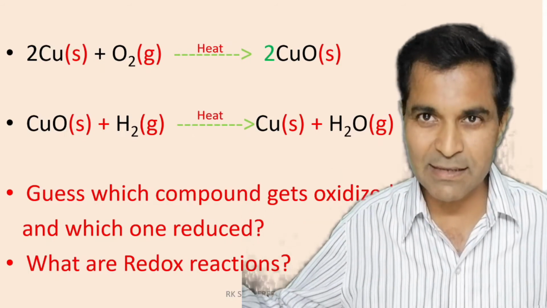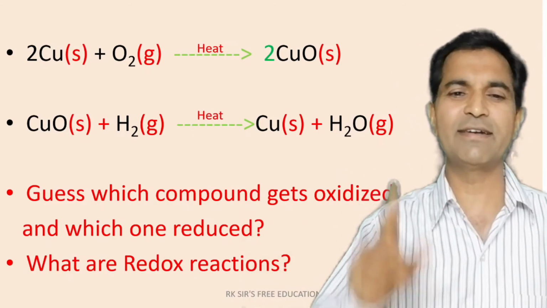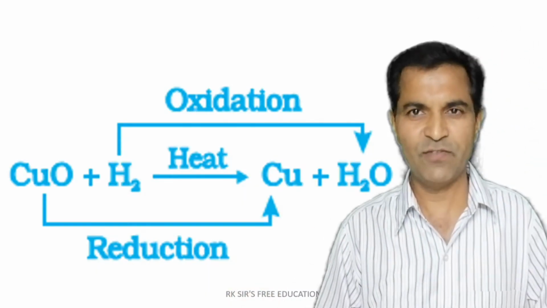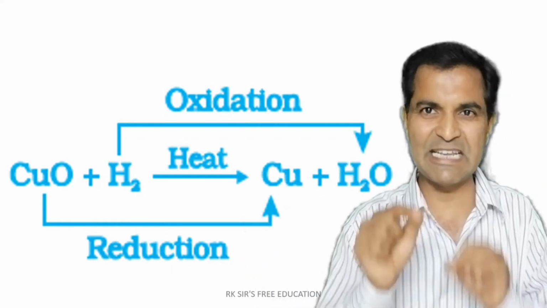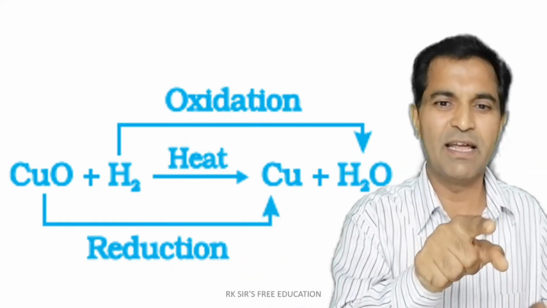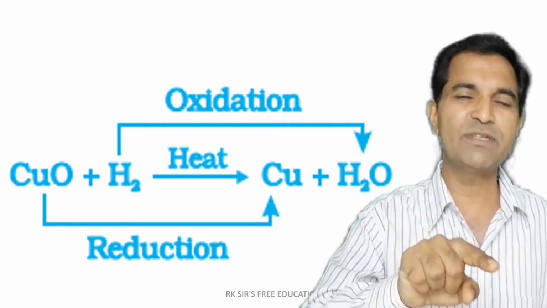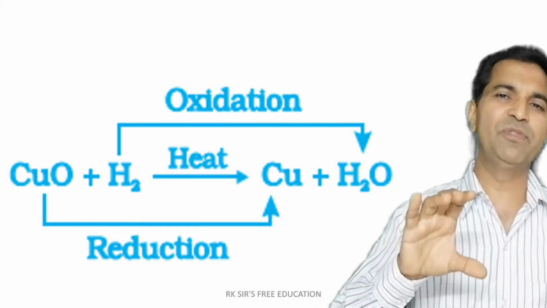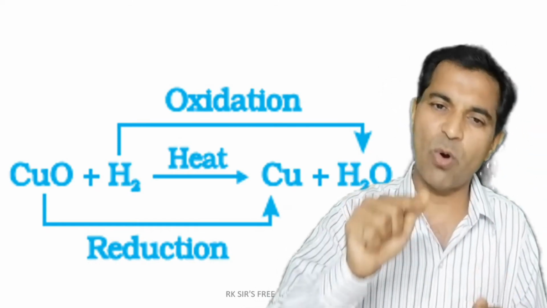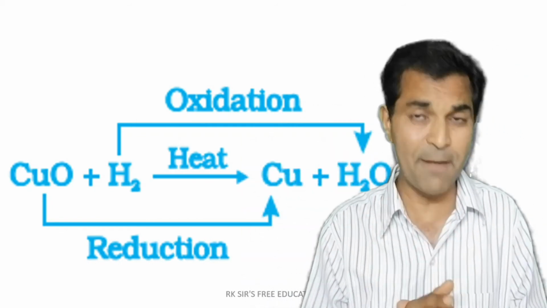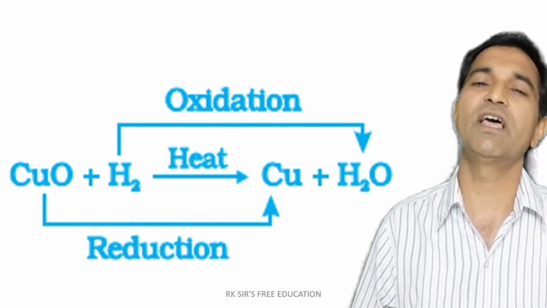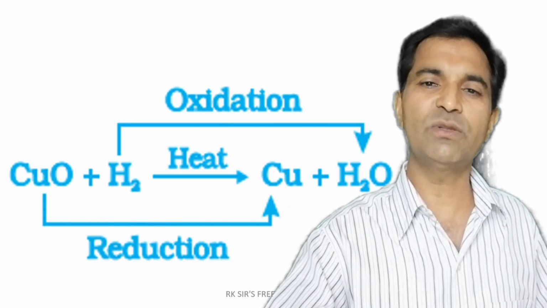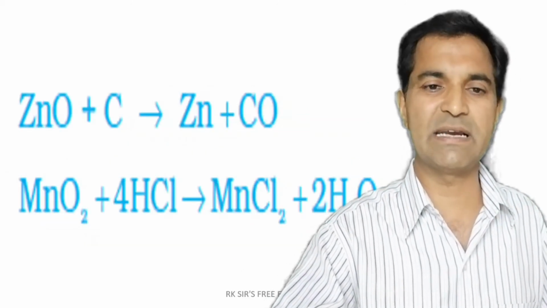Now what are the redox reactions? As the name itself indicates, redox, reduction plus oxidation, means the reaction in which both of these processes take place at a time. Copper oxide gets reduced into copper and hydrogen gets oxidized with the oxygen to H2O. So this type of reaction, in which both oxidation and reduction take place at a time, is known as a redox reaction, means reduction, oxidation.